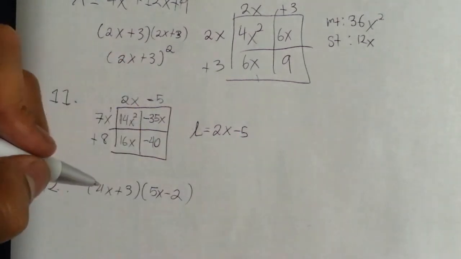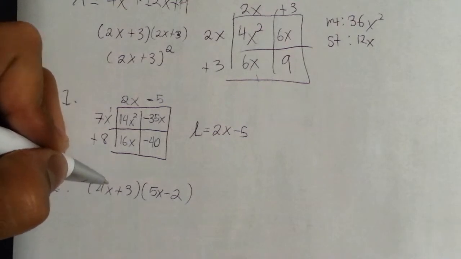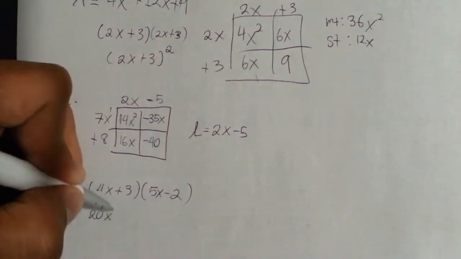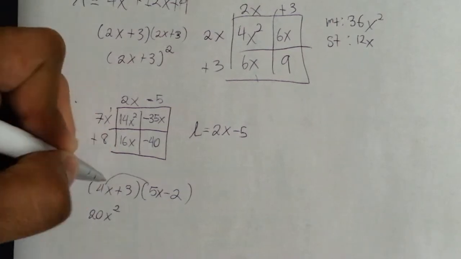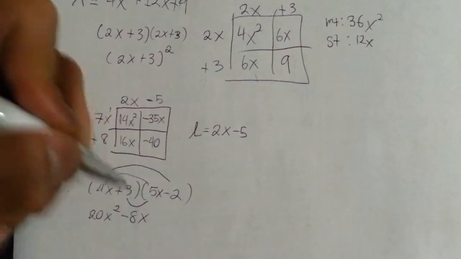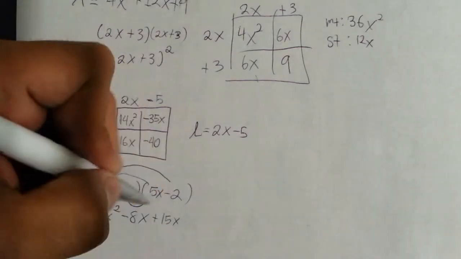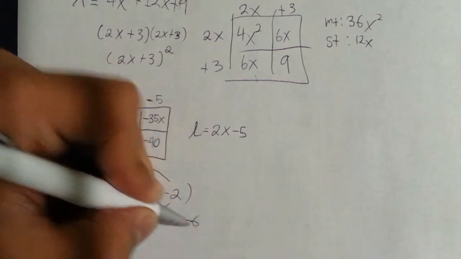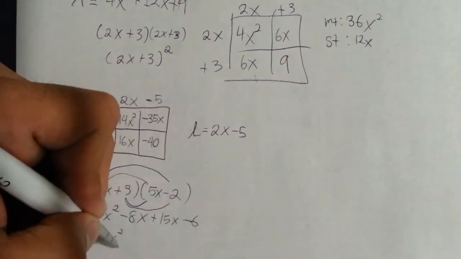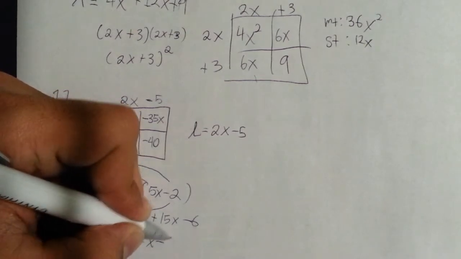I'll go ahead and work this both ways with distribution and the box, which is just an organized way of distributing. 4x times 5x makes the 20x squared. 4x times a negative 2 makes a negative 8x. 3 times 5x makes a 15x. And then 3 times negative 2 makes negative 6. If you combine your like terms, you'd get 20x squared plus 7x minus 6.